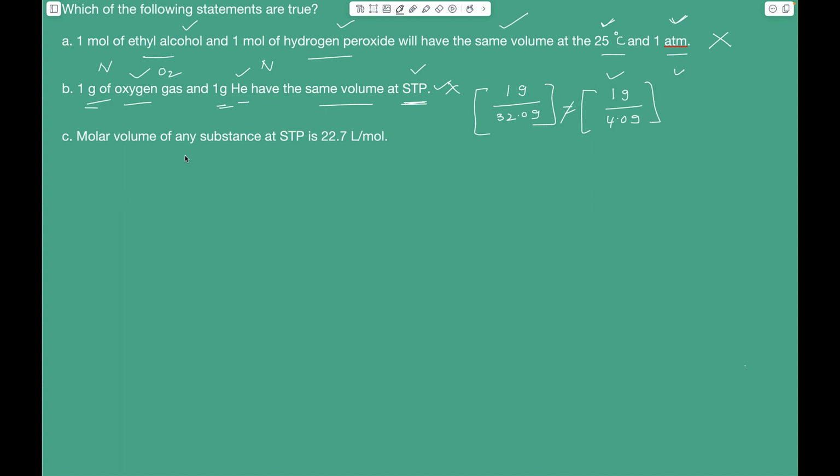Molar volume of any substance at STP is this much. No, this is obviously false. When you say any substance, it could be a solid or a liquid or a gas. But 22.7 liter per mole is the volume of an ideal gas at STP. So this number is not applicable to solids and liquids. So this is false as well.